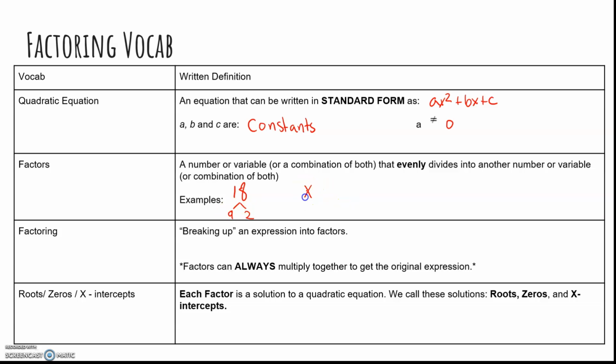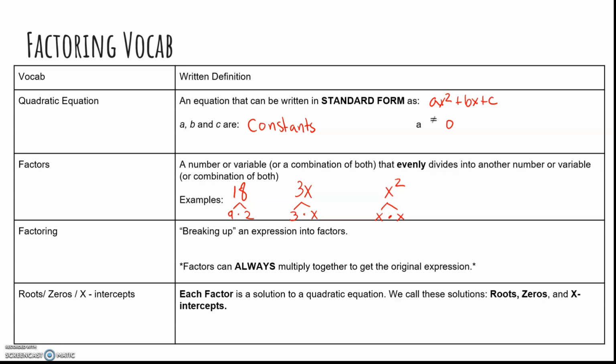If it's a variable, we could say that it is 3x. One of the factors of 3x is 3, right? Because if we divide 3x by 3, the other factor is x. So 3 times x gives us 3x. 9 times 2 gives us 18. If we have something like x squared, we know that one of those factors is going to be x, and the other one is going to be x, because x times x gives us x squared. So we want numbers that break up evenly. We don't want decimals or fractions.